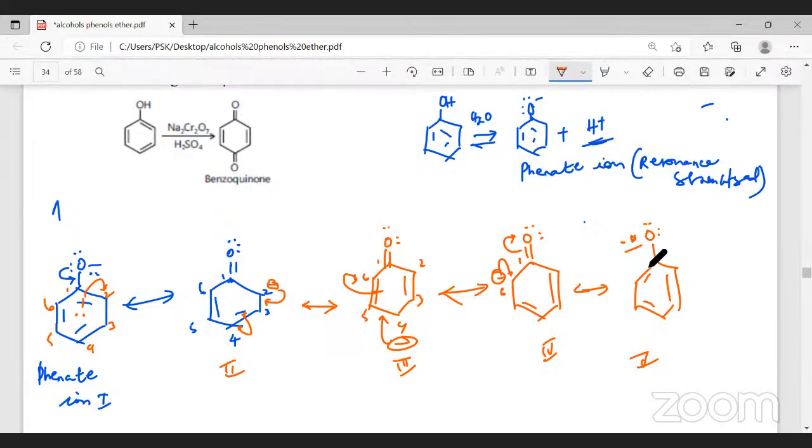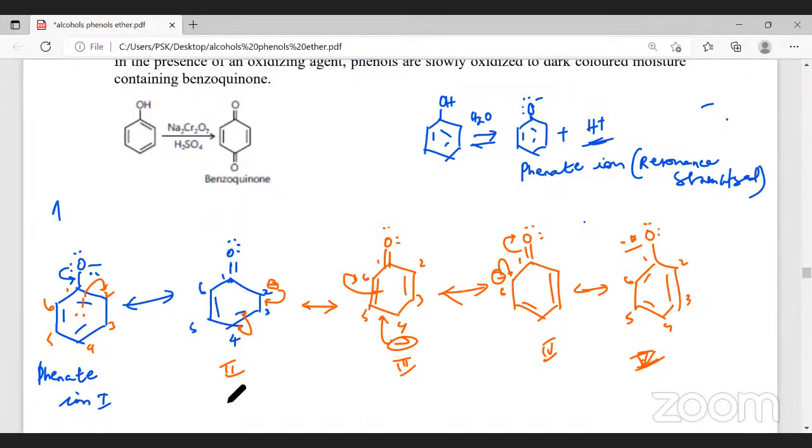Look at the first and the fifth resonance structure. In the first resonance structure, the double bond is between 1 and 2. Here, there's no double bond. The double bond is not there between 2 and 3, but here there is a double bond. So compared to the first and the fifth resonance structure of the phenate ion, the double bond position is different. This is called resonance stabilization. Since this phenate ion undergoes this process, the H plus given by phenol remains stable.